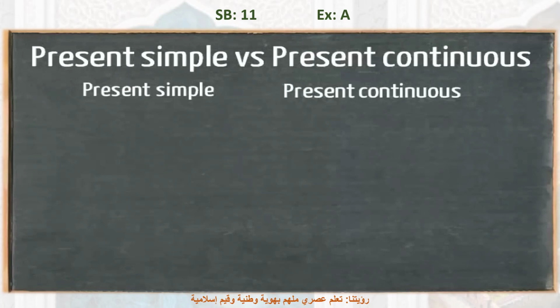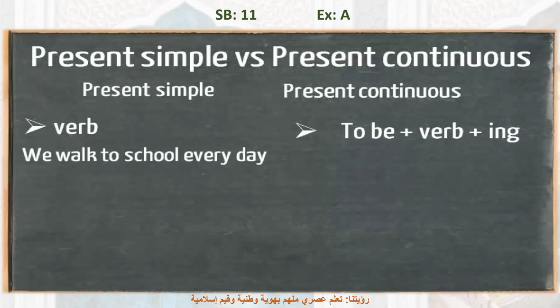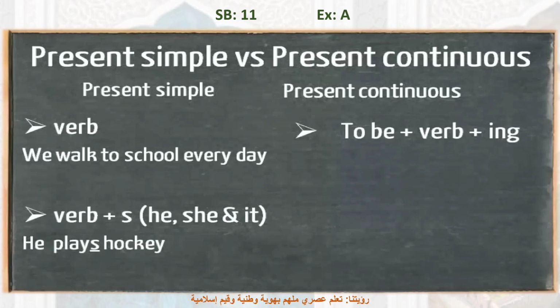First, we're going to have a look at how to form a present simple and how to form a present continuous. For the present simple, we use the infinitive form of the verb. For the present continuous, we need the auxiliary verb to be, the infinitive form of the verb, and ing. An example for the present simple is, we walk to school every day. With the present simple, we need to pay extra attention to the third person singular, he, she, and it, because in conjugating that verb, we add an S. An example of a present continuous is, they are washing their car.